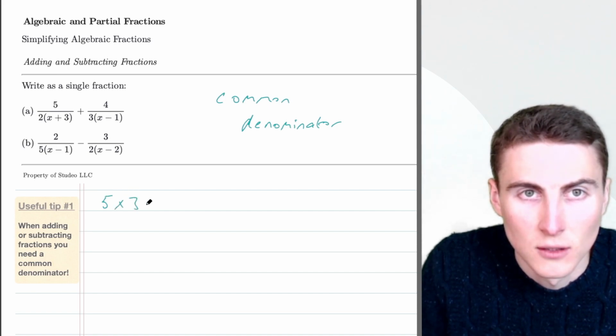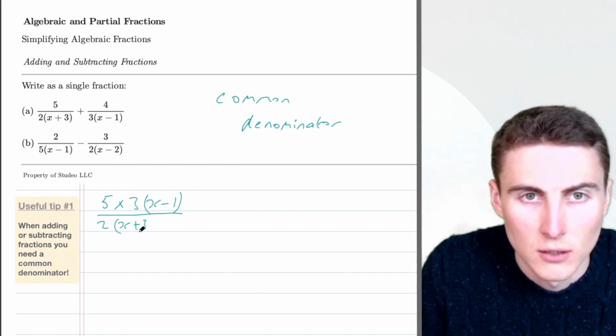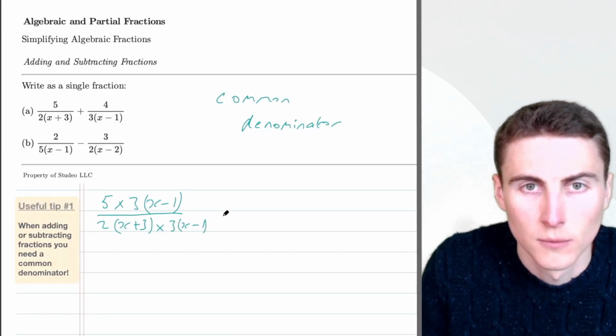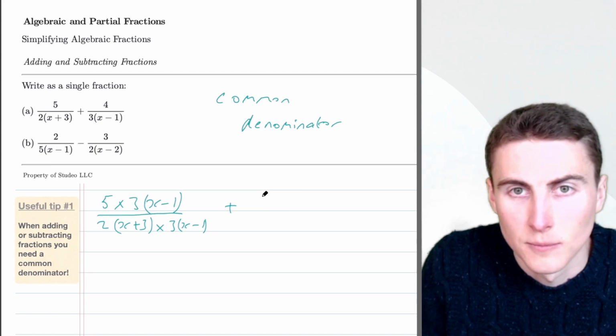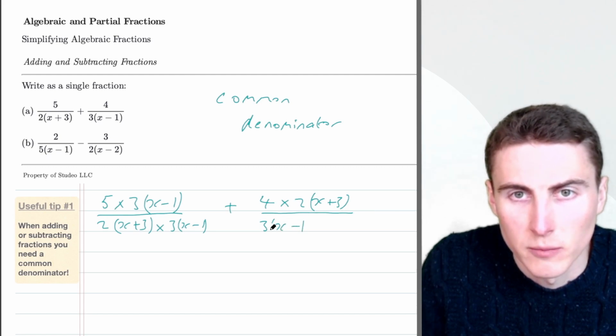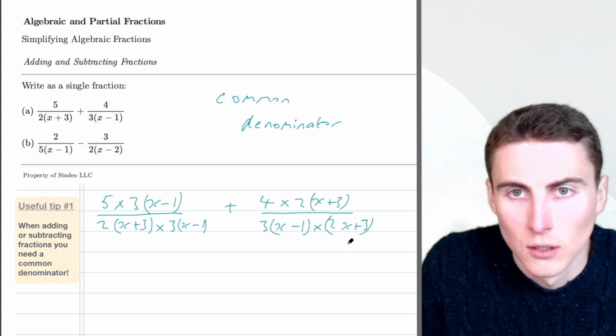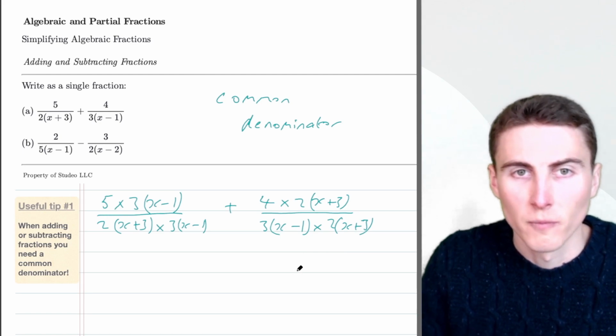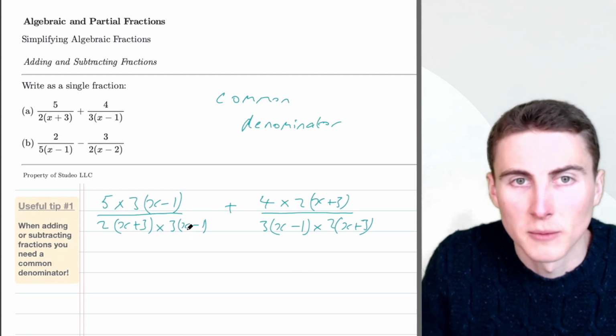We have 5 sets of 3 sets of x minus 1 there, and the bottom we're going to have 2 of x plus 3 times 3x minus 1. And then we're going to add to that 4 sets of 2 sets of x plus 3. And the bottom, we're going to have our 3 sets of x minus 1 times our 2 sets of x plus 3. Like that. So now we can kind of expand them a bit.